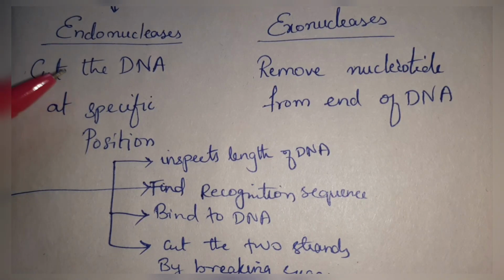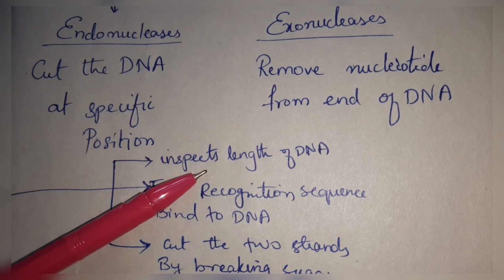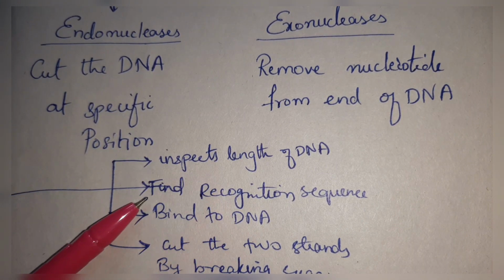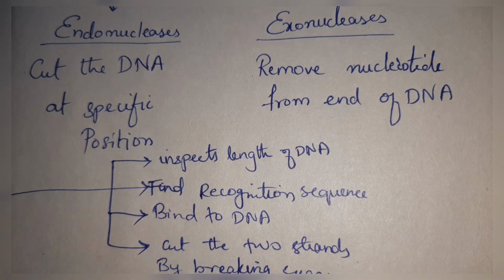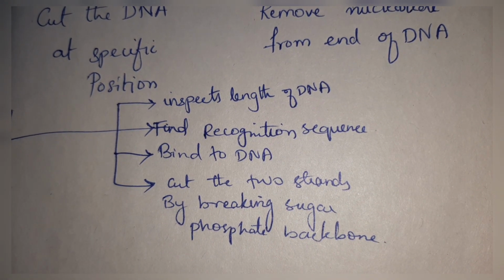So, endonucleases cut the DNA at specific positions. And what does it do? First of all, it inspects the length of the DNA. Second, it recognizes the recognition sequence. Third, it binds to the DNA. And lastly, it cuts the two strands by breaking the sugar phosphate backbone.